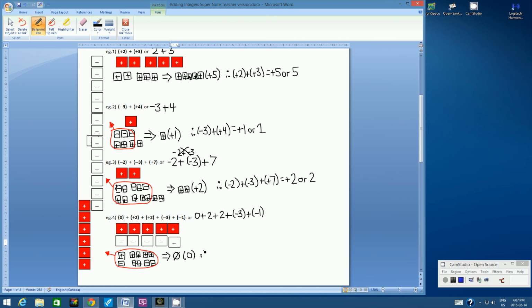Okay, so let's do our conclusion statement. 0 plus +2 plus +2 plus -3 plus -1 equals 0. Okay? So I hope this made a little bit of sense. If you can visualize the tiles in your head, it's going to make adding integers a whole lot easier.